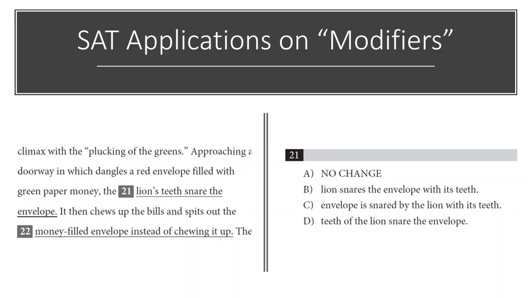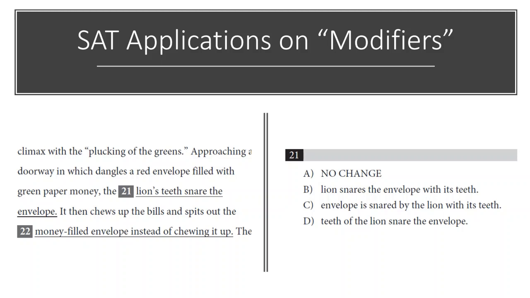We have 3 tests here to tell that this part is a modifier. The first one, how it starts. It starts with an ing verb. If you still remember, ing, past participle, or a preposition. So that sentence passes the first test. Okay, what about the second test? The second test is that you cannot tell who does the verb reading the modifier only. So, approaching a doorway in which dangles a red envelope filled with green paper money. Let me ask you, who approaches? We don't know. Okay, so this passes the second test as well.